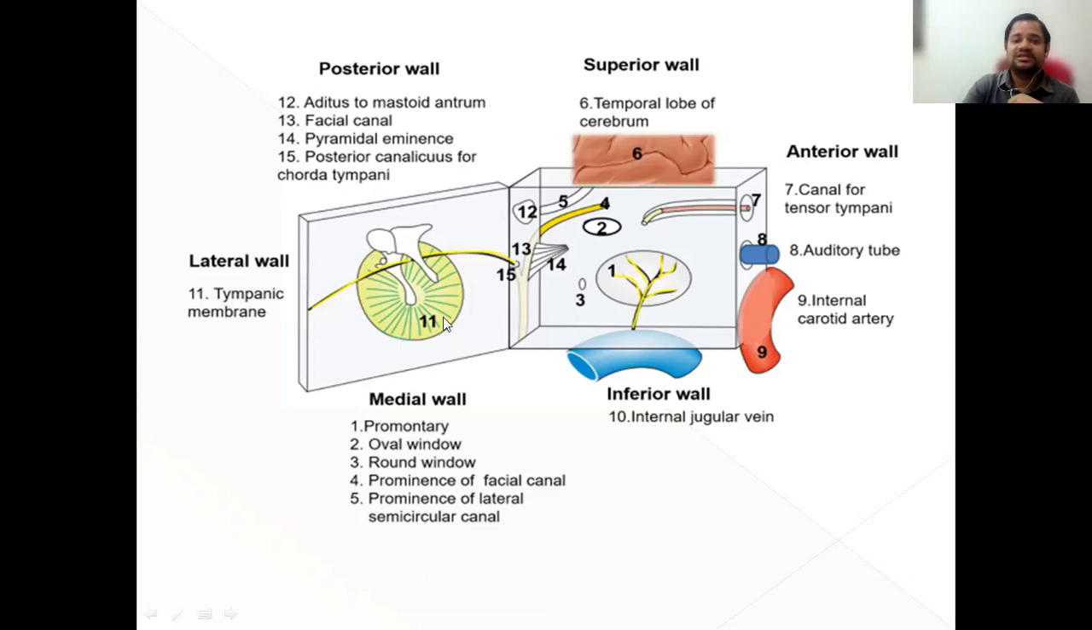On the lateral wall, it is only the tympanic membrane and the bony part of the epitympanic recess above. In the medial part, many things are present: promontory, number 1; oval window, number 2; round window, number 3; number 4, prominence for the facial canal; and number 5, prominence for the lateral semicircular canal. So it is a very good idea to make a model like this. You can make a paper model or a matchbox model. You can open it, you can name the walls, and you can write the number of contents, and with the help of this diagram you can easily understand and remember all the contents related directly with the walls or the boundaries of the middle ear.